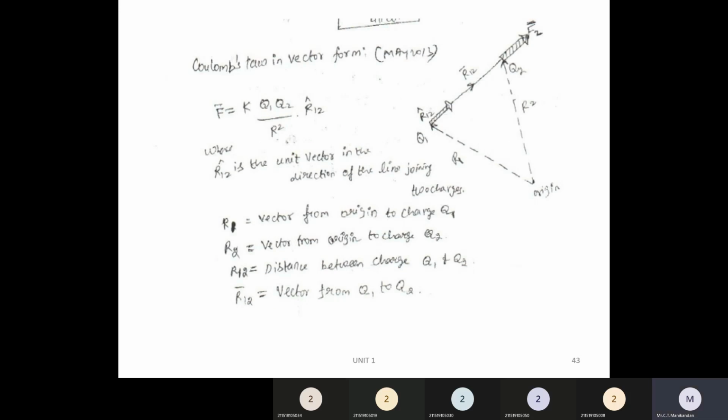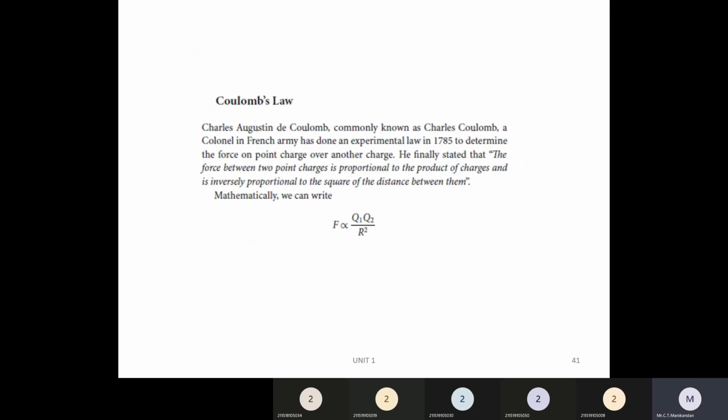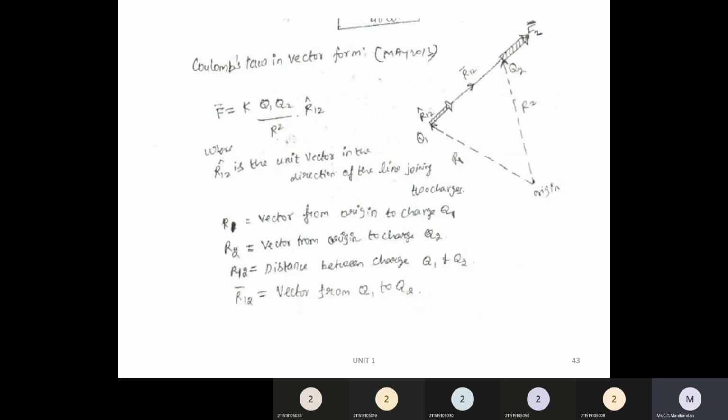Now the vector form. What we have seen so far is the normal form. In the vector form, we can represent F vector equal to K into Q1 Q2 divided by R square into a R12, where a R12, or R12 cap, is the unit vector.